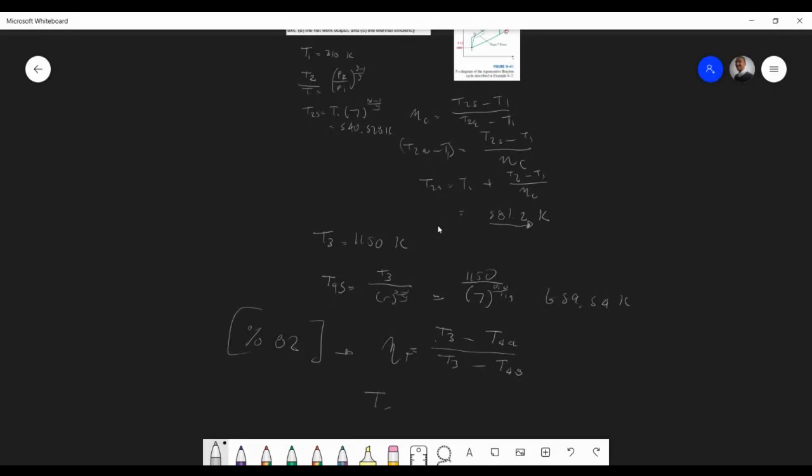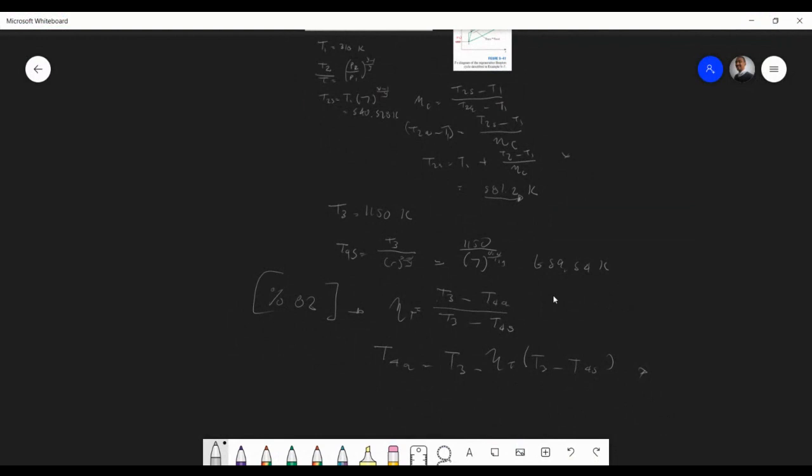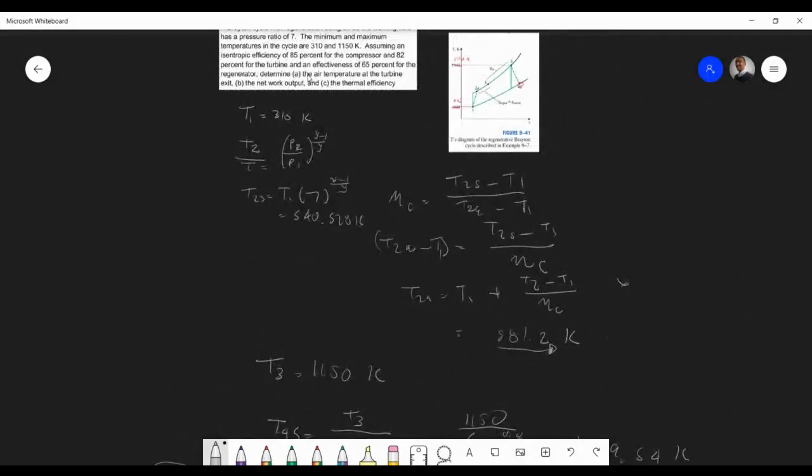So let's get T4A. T4A is basically T3 minus the efficiency times T3 minus T4S. So I will remember this. I know it's quite simple to use. Yeah, 747.9. That's good enough. And that's the first question, 747.9 Kelvin. That's going to be the air temperature at the exit of the turbine.